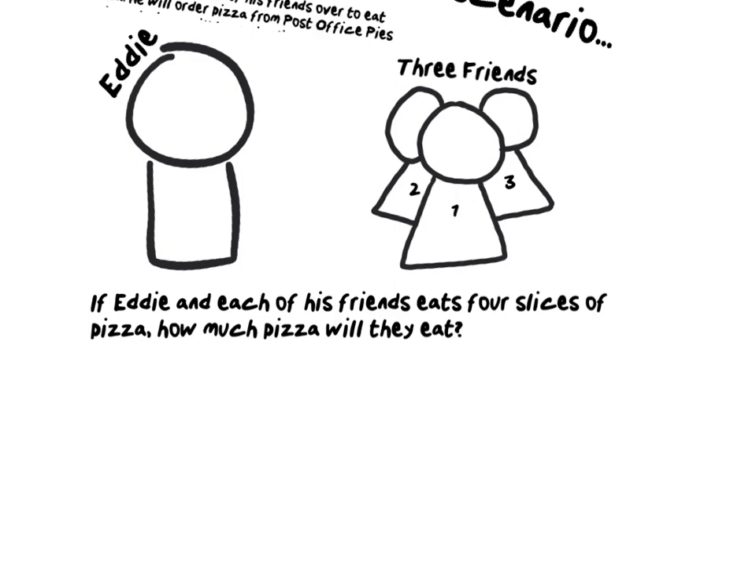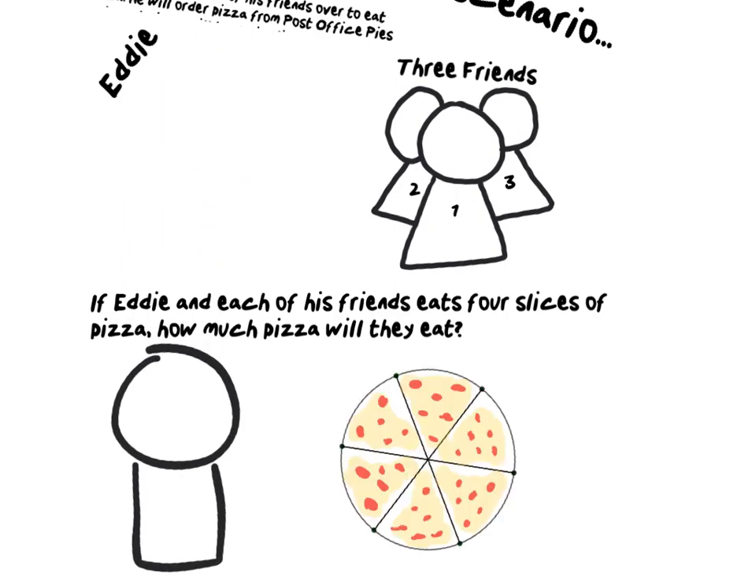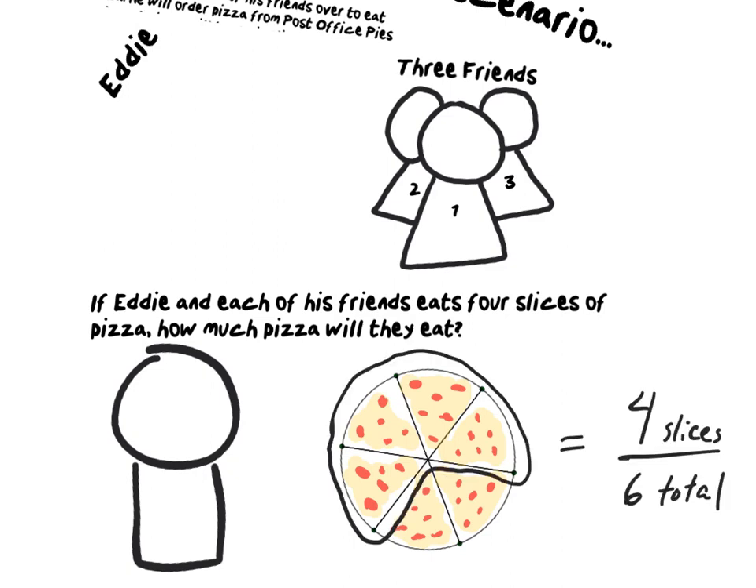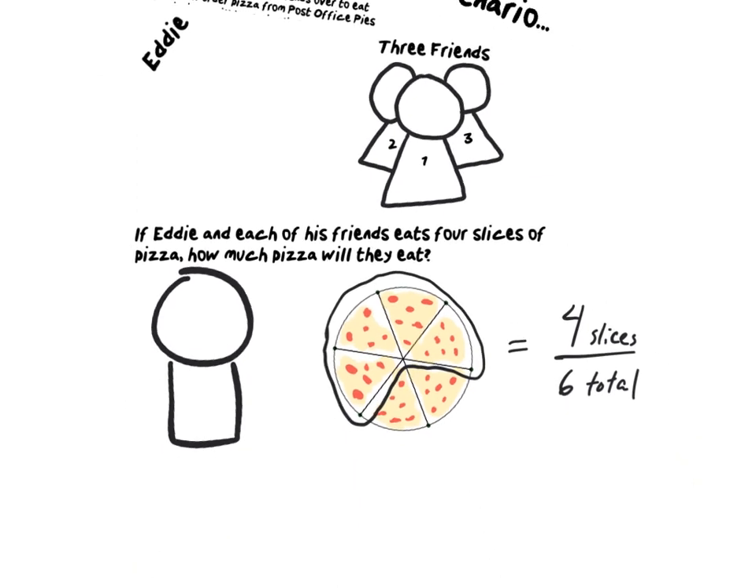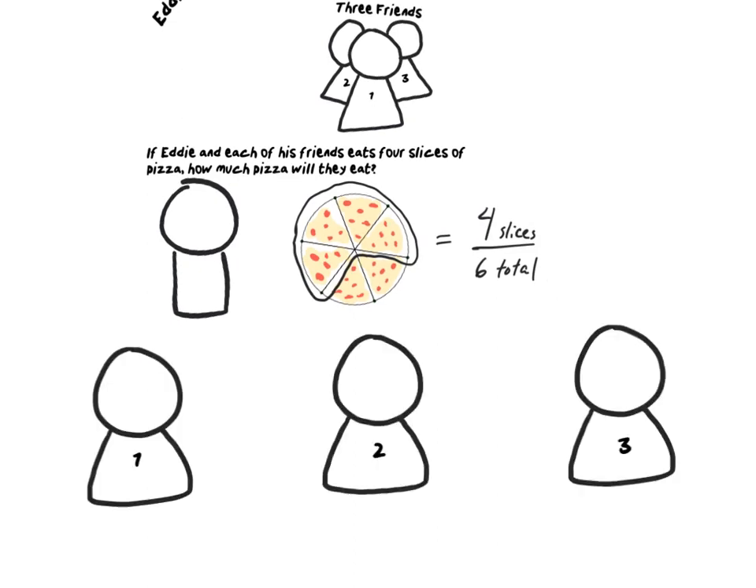So let's start off by focusing on Eddie. Now remember, Eddie will be eating 4 slices of pizza. Now remember, he's not the only one eating food. He and his 3 friends will have 4 slices each. So if Eddie is eating 4 slices out of 6 total, that means friend number 1 is eating 4 slices out of 6 total. That means friend number 2 is eating 4 slices out of 6 total. And that also means friend number 3 is eating 4 slices out of 6 total.